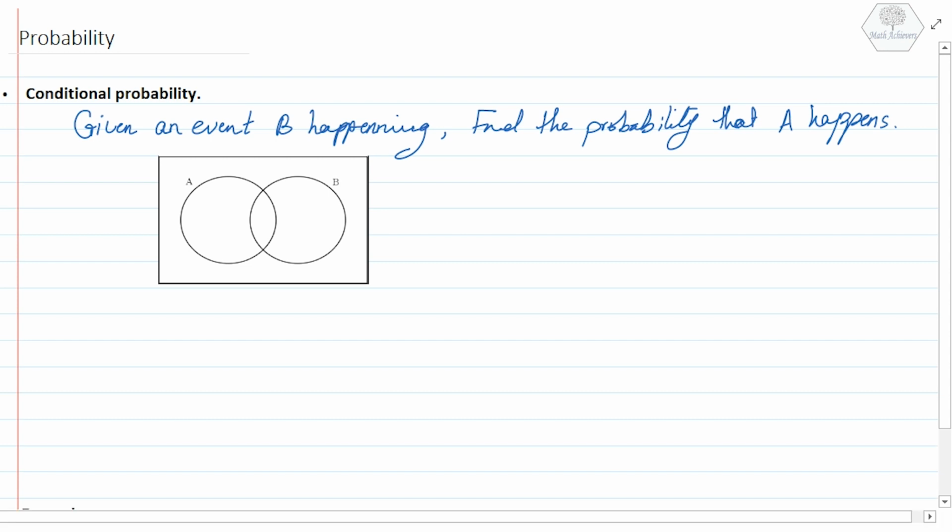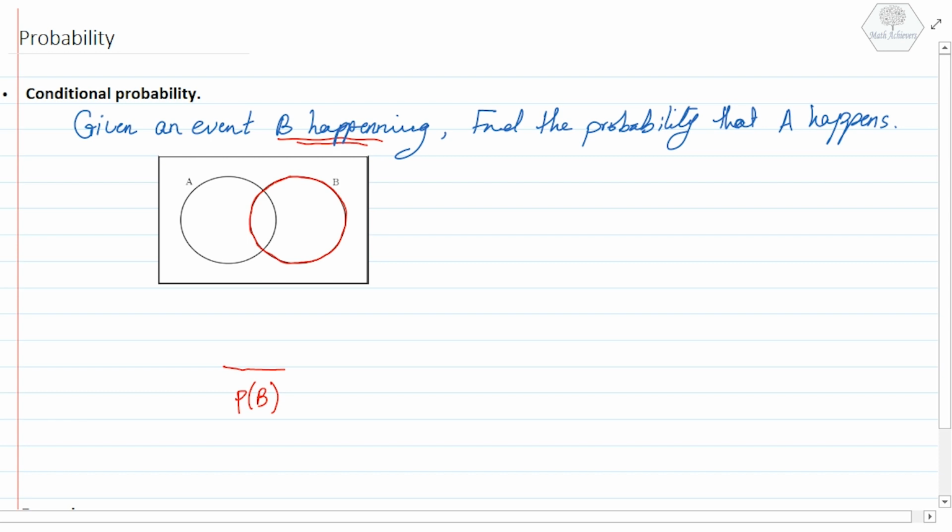So now, what does this mean? I start with the given. Since given an event B is happening, I only look at event B. I don't care about any other events inside my Venn diagram or in my sample. So the new sample space I'm dividing by is simply event B. So I always, in this case, divide by the probability of B. Now I have to look only at circle B, because it is given B is happening.